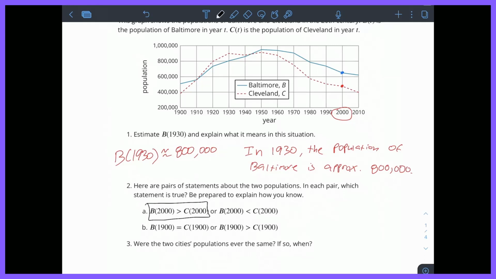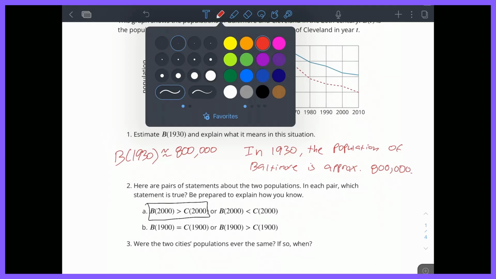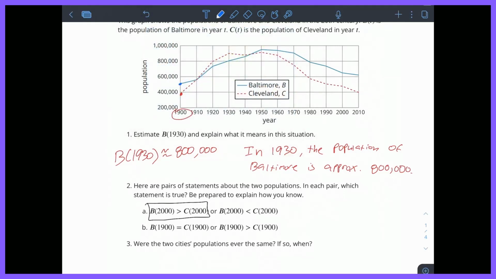Next one, in the year 1900, is B of 1900 equal to C of 1900? Or is B of 1900 greater than C of 1900? Let's go ahead and look at 1900 now as the year that I'd like to consider. So here's the year 1900. It's the beginning, first year here. The red dot's right here. The blue dot is up above still. Sorry, pen was in the way. Up above still than the red dot. So the population of Baltimore there is still greater than the population of Cleveland. So I'm going to select the second option, that B of 1900 is greater than C of 1900.